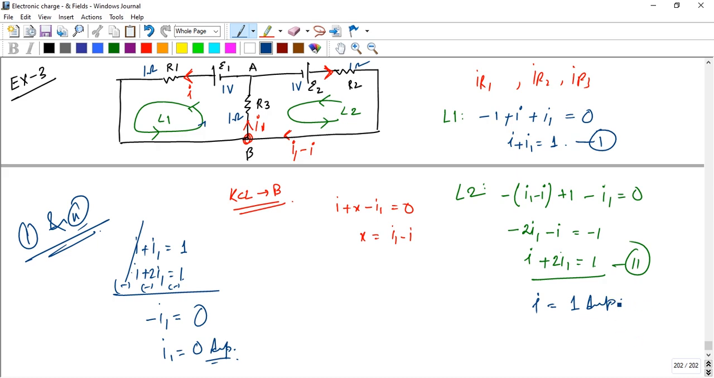So now it is simple. I is 1 ampere, so the current across all resistors is 1 ampere. That is the 1 ampere current flowing here. Here I1 is 0 ampere, so no current passes through that, which means 0 potential. And I1 minus I, that is 0 minus 1, is minus 1 ampere here.